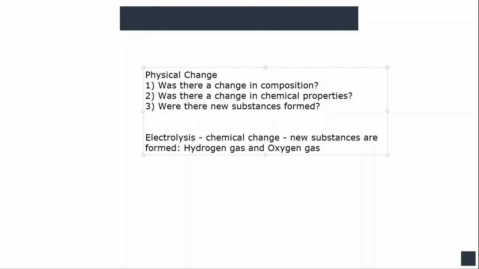So if you use electrolysis as a basis to think, okay, is this a physical change? Because in a chemical change, you can see that you have two new substances. So in a physical change, there aren't any new substances formed. Now we're going to look at some examples of these physical changes.